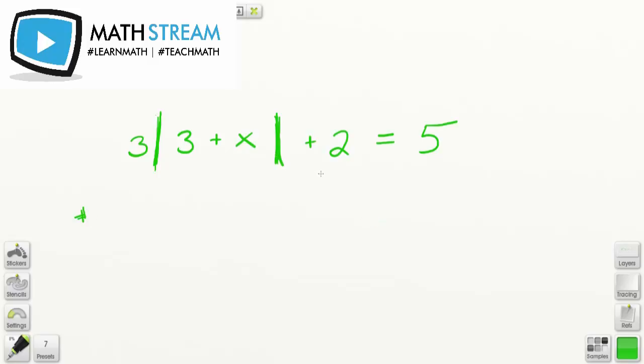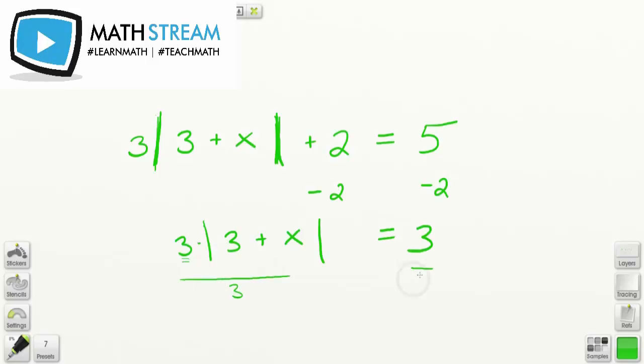I'm going to rearrange by subtracting 2. I think you'll see where I'm going with this in a minute. That will leave me 3 on this side, and 3 times the absolute value of 3 plus x over here. I'm almost done, but I still have this 3 to get rid of. This is 3 times this quantity, since these lines also function a little bit like parentheses. So we want to get rid of this 3 by dividing everything by 3, which leaves me with the absolute value of 3 plus x equals 1. 3 divided by 3 is 1.